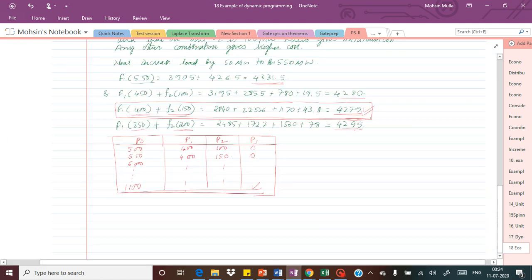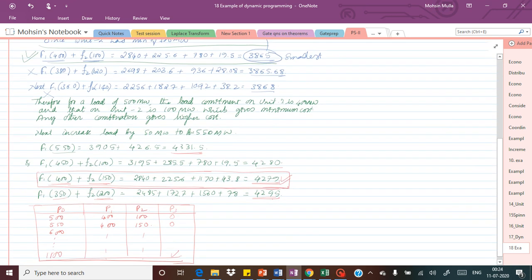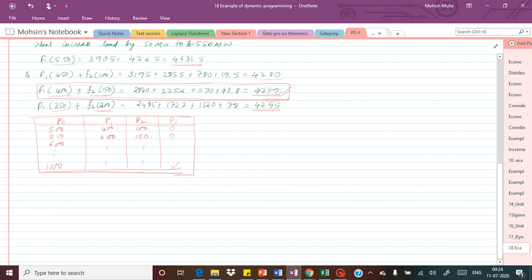Okay, so I hope you understood this particular concept of dynamic programming with the help of this example. You just need to go through the theoretical content once and go through this example, to understand clearly how to solve the unit commitment problem and obtain the most economic combination.